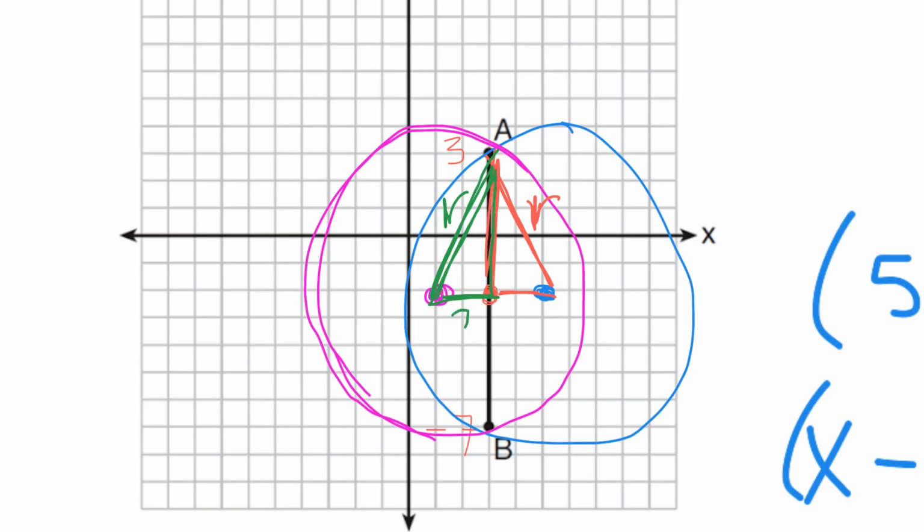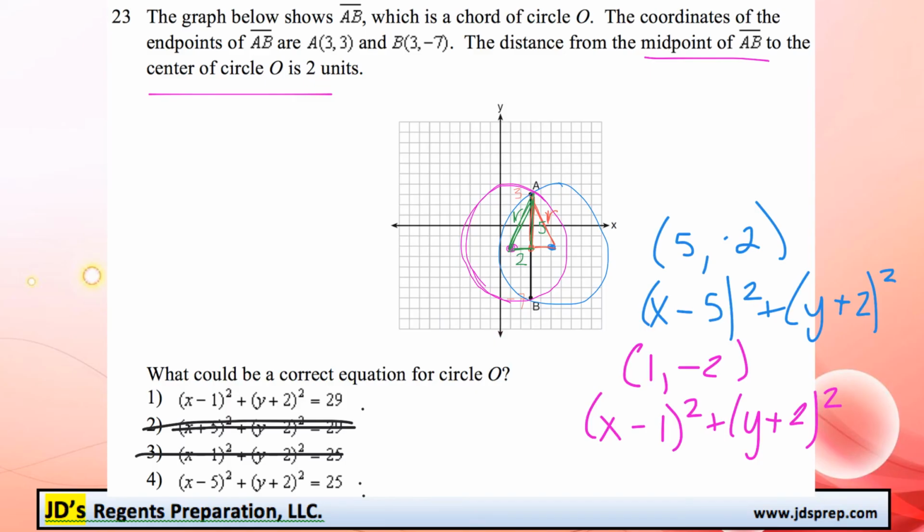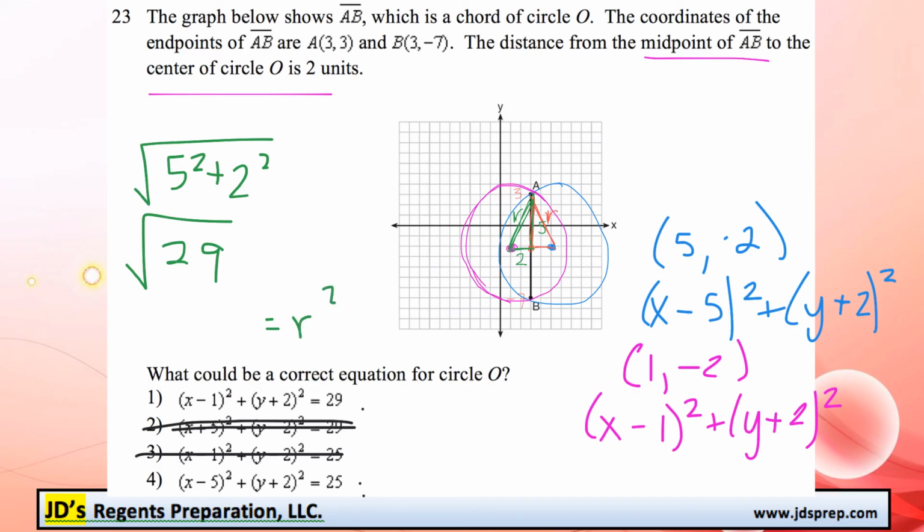In either case, we have a horizontal distance of 2, vertical distance of 5? 1, 2, 3, yeah, 5. So using the Pythagorean theorem to find out that radius, we would be looking for the square root of 5 squared plus 2 squared, which is root 29. So in the general equation, you know where the right side of the circle equation is r squared. R squared in this case would be 29, because root 29 squared is 29. So option number 1 is the correct equation.